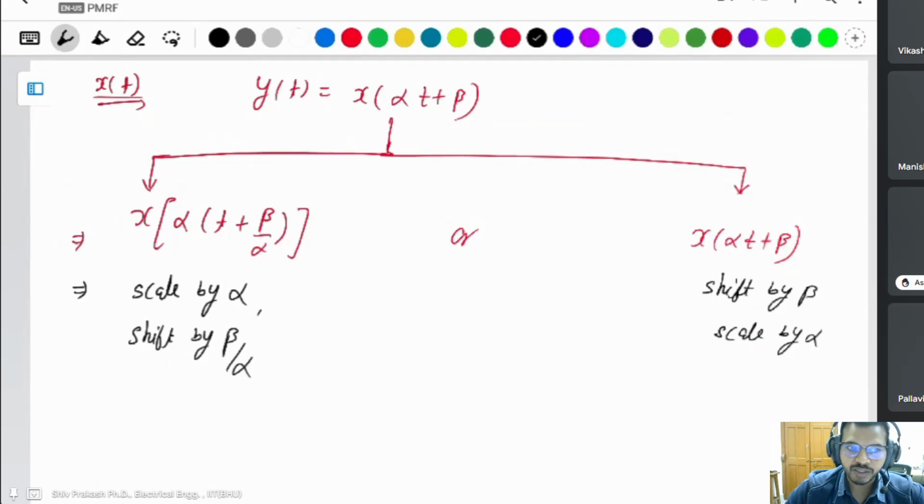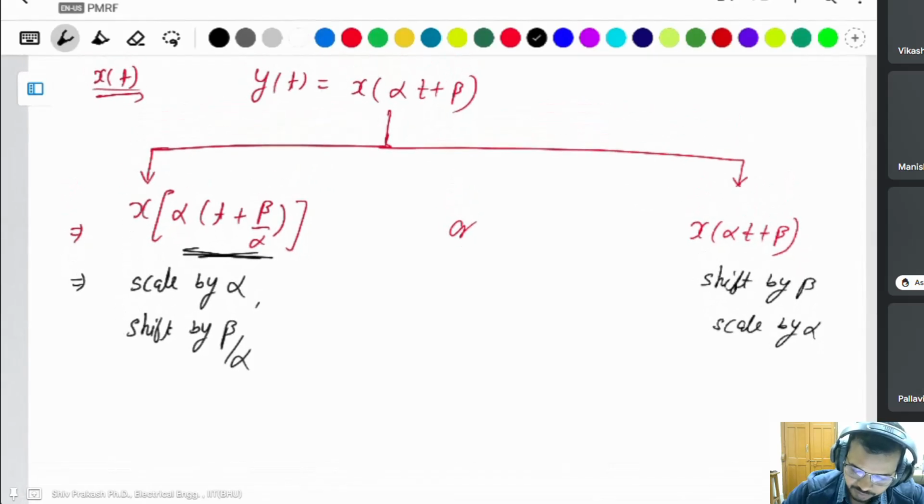But if you want to first scale the signal, then you have to change the signal like that: take alpha common. In the continuous time signal, it is possible. But in case of a discrete time signal, no. This is possible for the continuous signal only. For a discrete signal, you can only shift first and then scale.